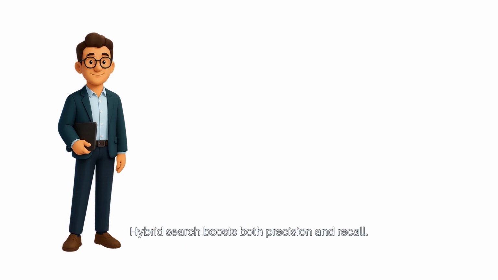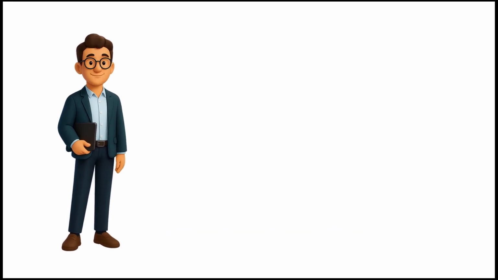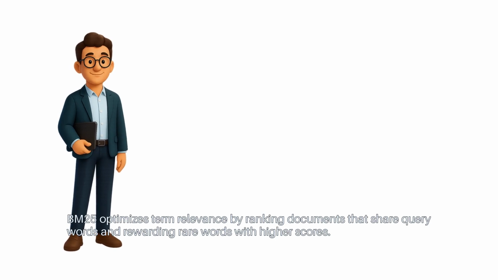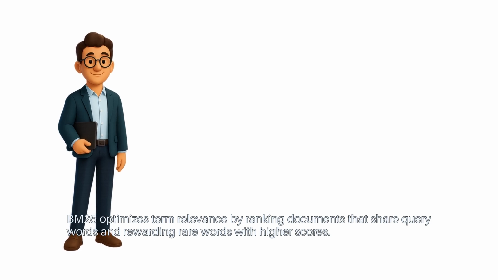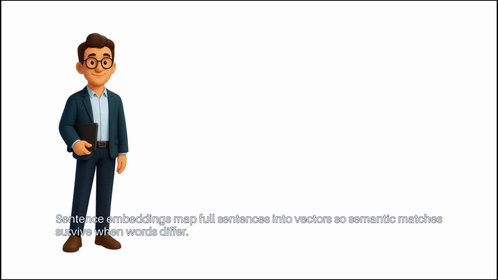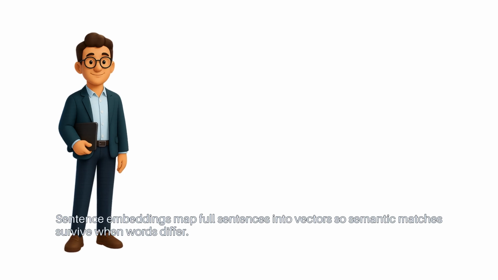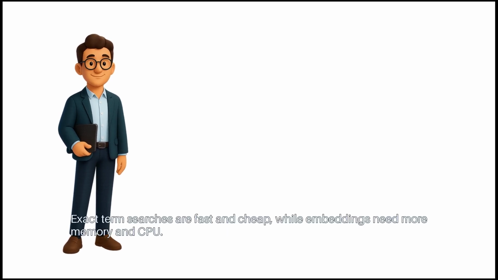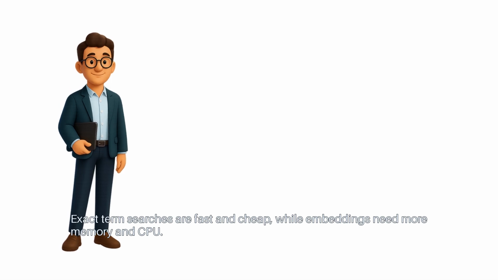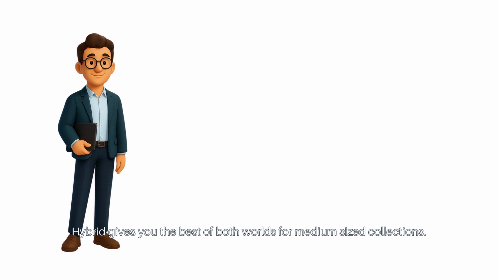Hybrid search boosts both precision and recall. BM25 optimizes term relevance by ranking documents that share query words and rewarding rare words with higher scores. Sentence embeddings map full sentences into vectors, so semantic matches survive when words differ. The trade-off is obvious. Exact term searches are fast and cheap, while embeddings need more memory and CPU. Hybrid gives you the best of both worlds for medium-sized collections.